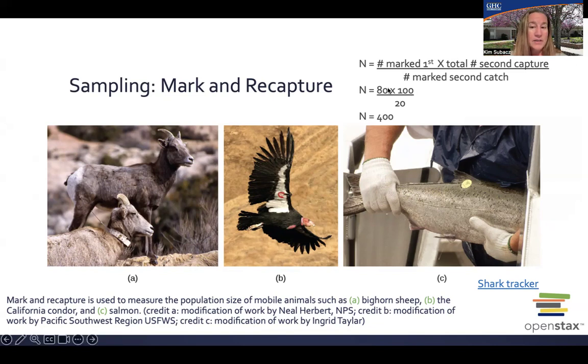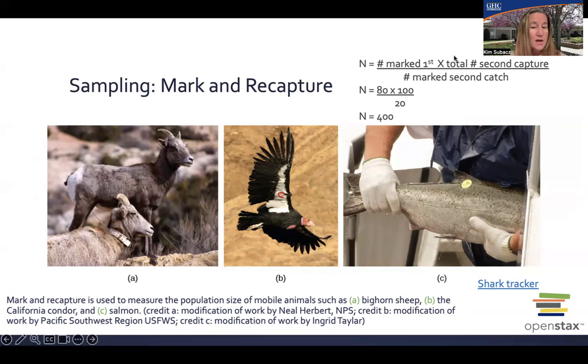So out of the initial 80, only 20 of them out of the 100 in the second trapping event were caught again. So out of the 100 that we caught on the second trapping event, 20 of them were marked that we had caught previously. So we're going to put 20 at the bottom. So we're going to do 8,000 divided by 20, and that's going to give us 400 as our population estimate of mice in this entire valley. So we're going to estimate that 400 mice live in that area based on our initial mark and then our recapture event, and comparing those two numbers will give us a mark and recapture sample.